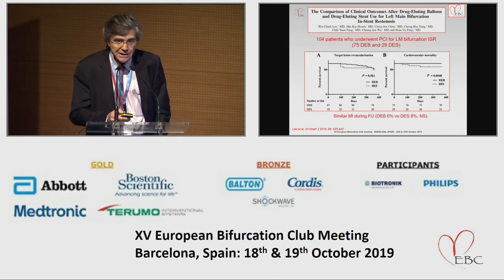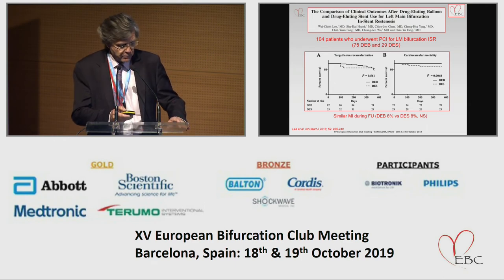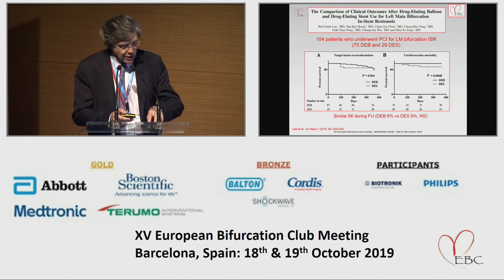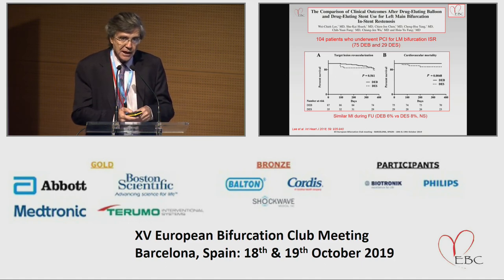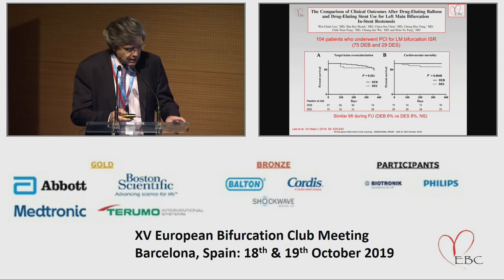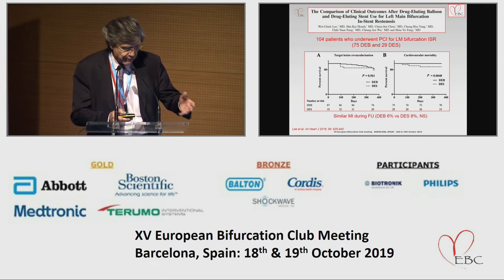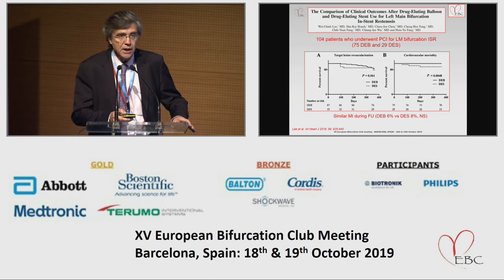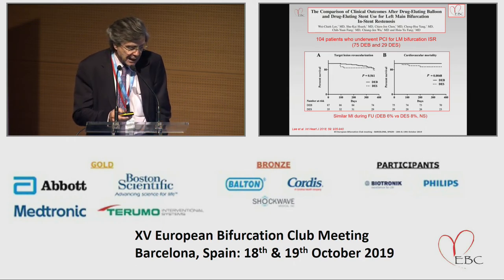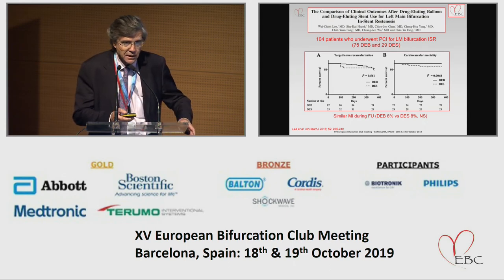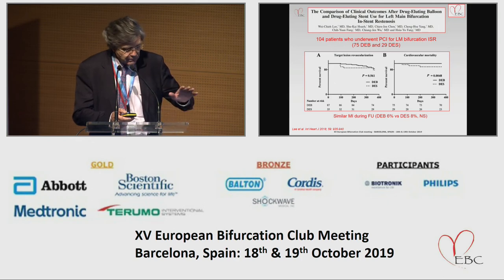So this is my last slide, just trying to be kind of provocative here. This is a study for patients, again, with restenosis after treating left main bifurcation. This is a small study from China comparing the use of drug eluting balloons alone versus conventional drug eluting stent implantation. It's a very, very small study, but they found that cardiovascular mortality was better with the use of a drug eluting balloon. Well, just a study kind of provocative, but very, very small.